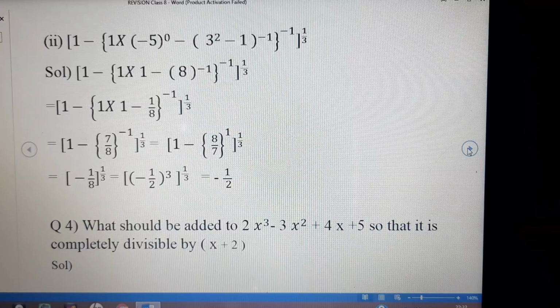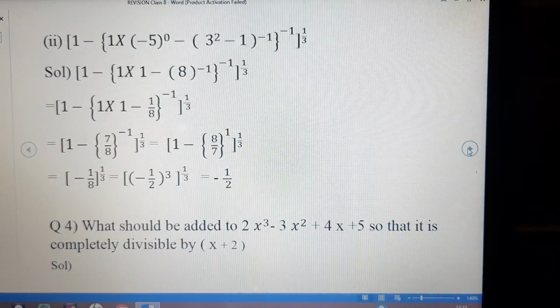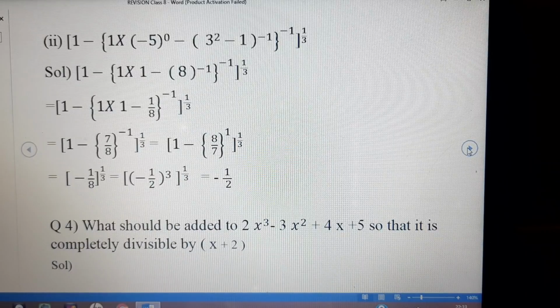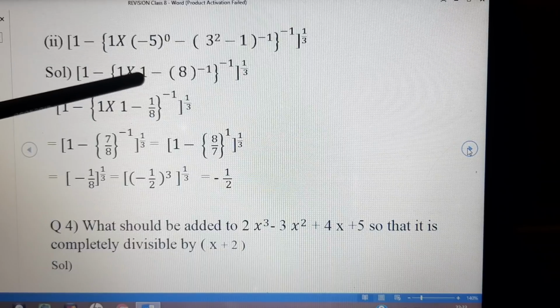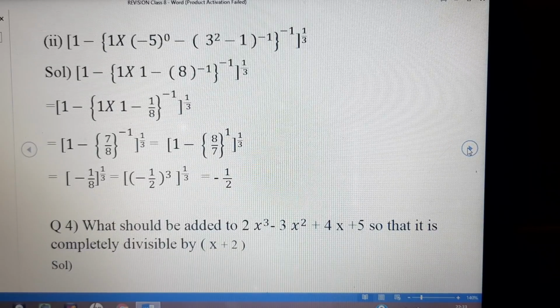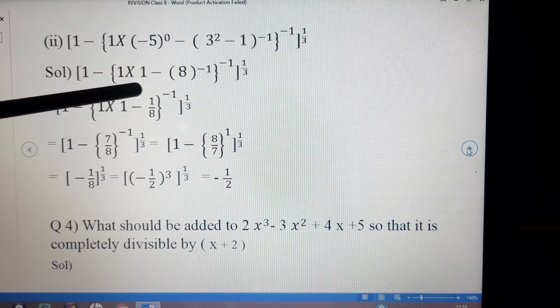Okay, moving on. Second part, it is 1 minus 1 into, this is multiply, minus 5 to the power 0 minus 3 square minus 1, and together it is power minus 1, and curly bracket close minus 1, and then whole to the power 1 upon 3. So we need to use BODMAS rules. First of all, minus 5 to the power 0 is written as 1 because any a to the power 0 is 1. Any number to the power 0 becomes 1.